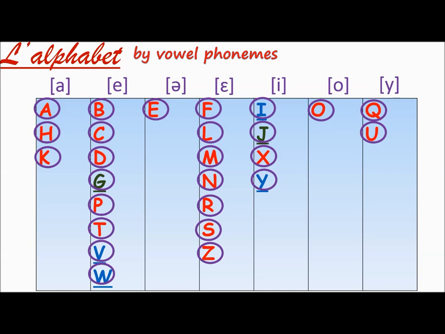And that's it. So if we go through each column once more, and then we'll say goodbye, that could be good. So join in, have fun. First column, A, A, H, K. And then we have E, B, C, D, G, P, T, V, W. And then we have E for E. E, F, L, M, N, R, S, Z. I, I, J, X, Y. O, O. U, Q, U. And that's your French alphabet sorted by vowel and phonemes.